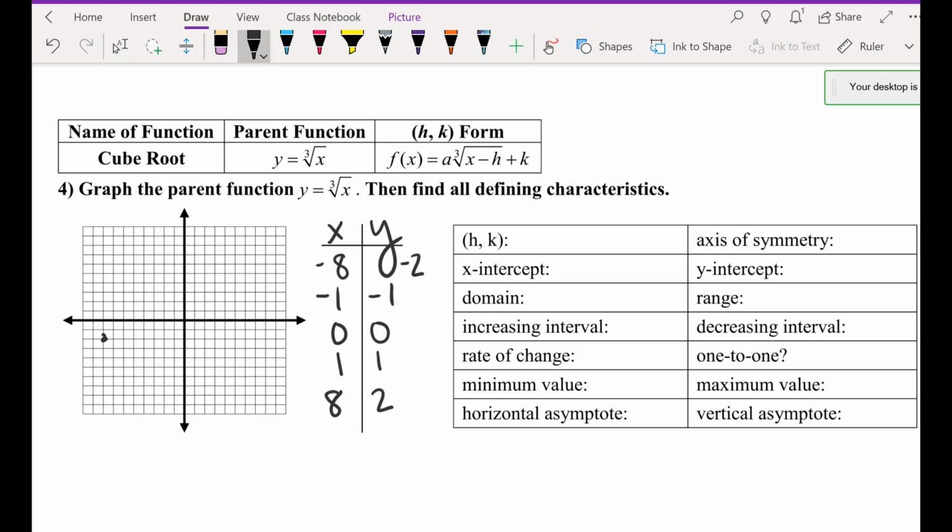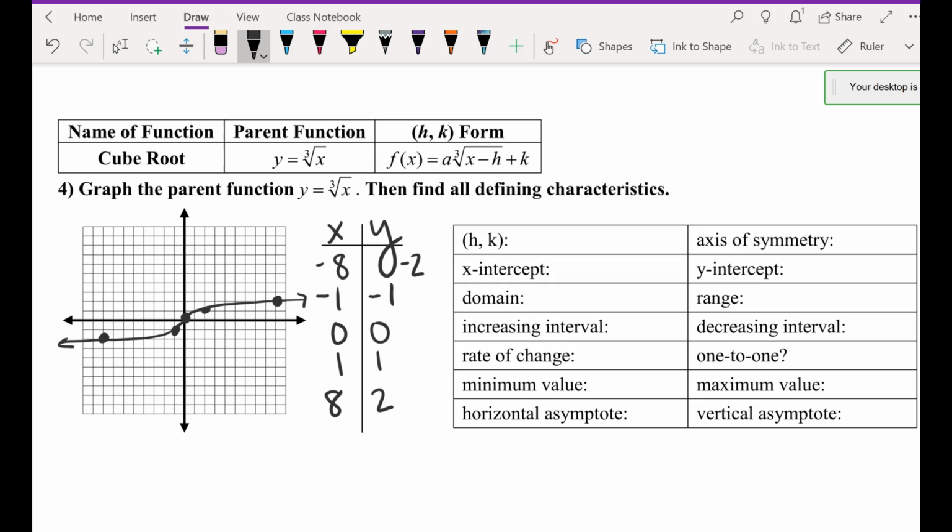Negative 8 is negative 2. Negative 1 is negative 1. 0 is 0. 1 is 1. And 8 is now 2. Is it a straight line? No. It's like a sideways, a lazy sideways. How do we undo a cube root? By cubing it. Right, so that's why the two functions will be like each other. Okay, so this is sideways.